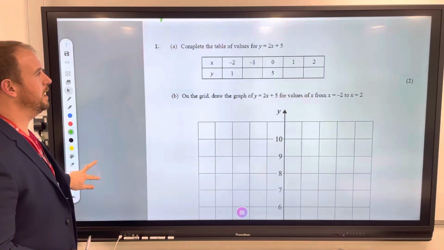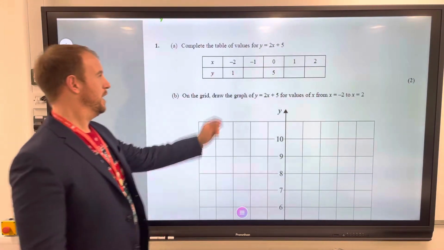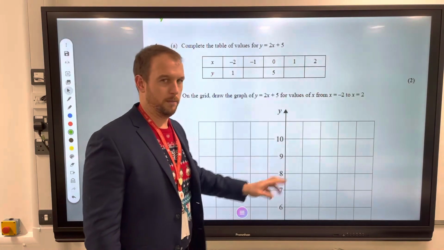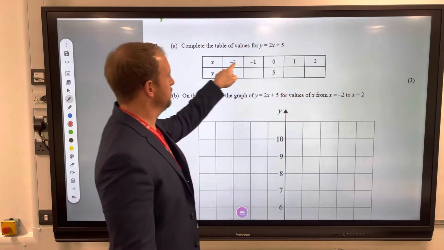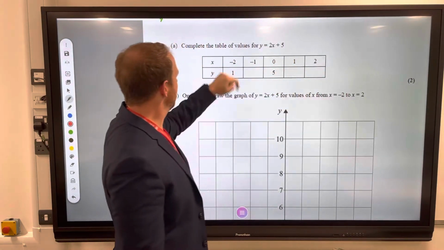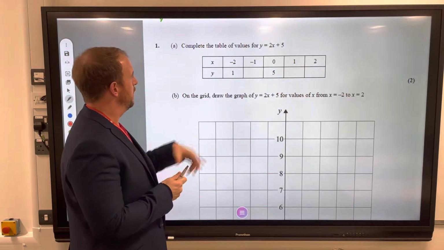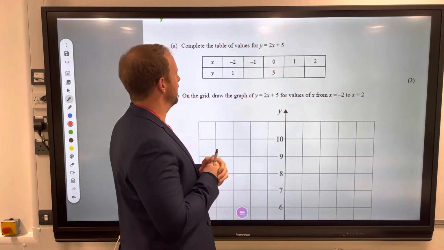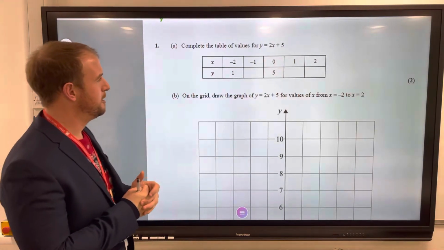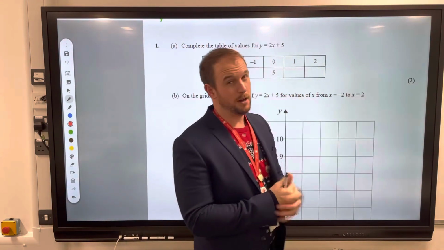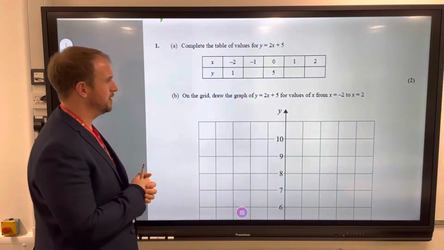So I've got y equals 2x plus 5. We'll concentrate on the table first and then we'll look at plotting the points. So if we have our x values here, when x is minus 2, y will then be 1. When we've got x is minus 1, we don't have a y value. So obviously we've got to fill in this table, okay? Complete the table, 3 values, and we get 2 marks, just for doing a bit of substitution.